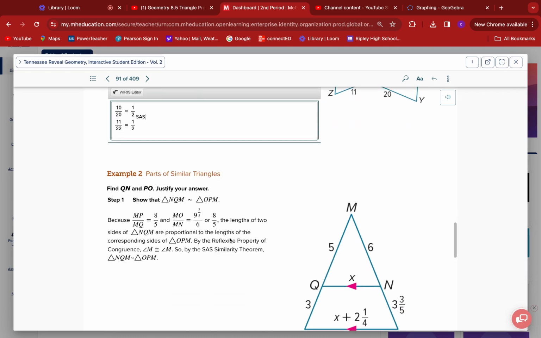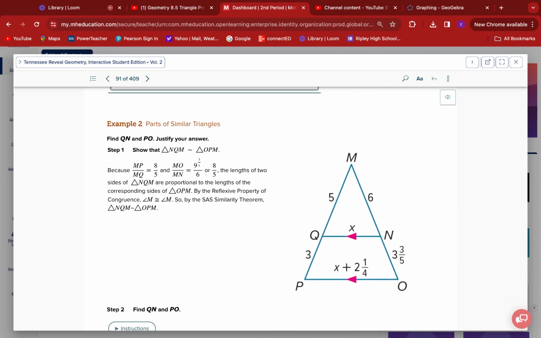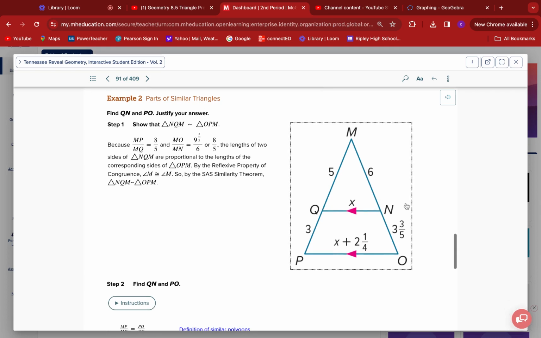All right, example number 2. Okay, this looks definitely interesting. So find QN and PO and justify your answer. Okay, so don't forget these weird looking triangle marks right there mean these are parallel lines. QN parallel to PO. Now, if you're a visual person like myself, I need you to see there are 2 triangles here. MQN is one triangle, and MPO is the other triangle.